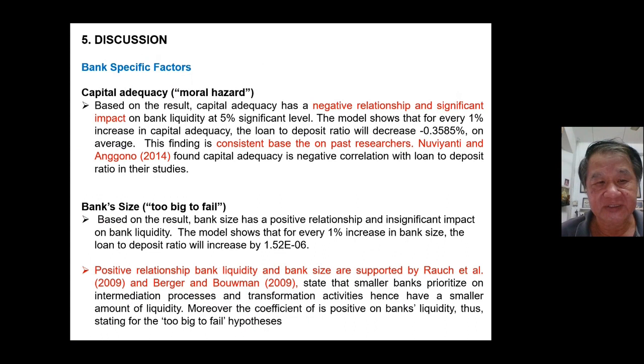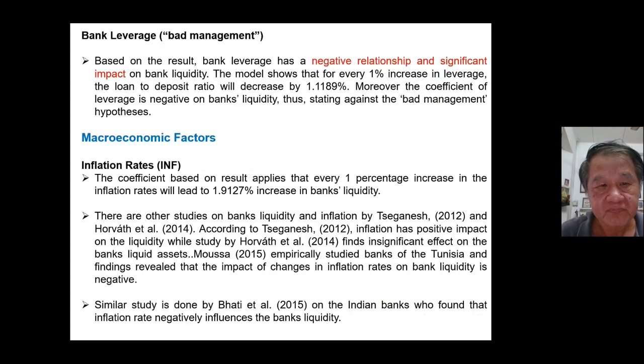In the discussion here, we're talking about capital adequacy. The result shows a negative relation and significant impact, which is consistent with previous researchers. Bank size is the same thing: a positive relation supported by other previous researchers. Bank leverage is a negative relation and significant. Here the coefficient of leverage is negative on bank liquidity, thus stated against the bank management hypothesis.